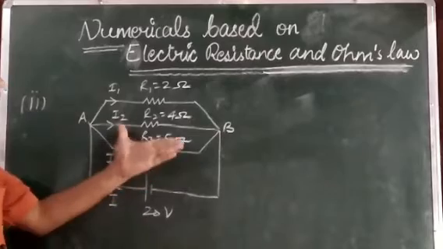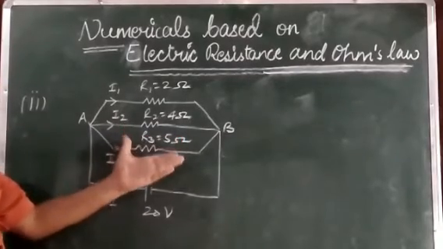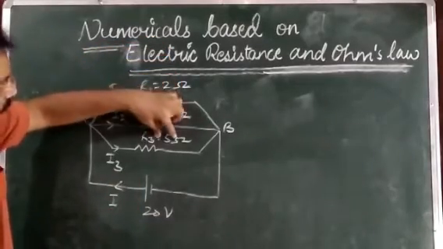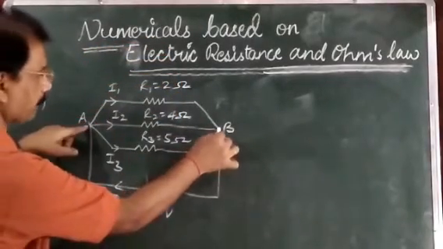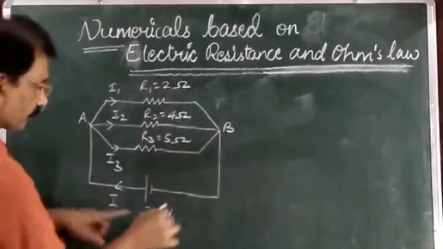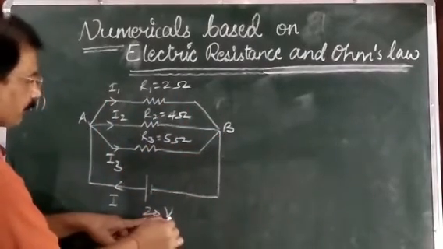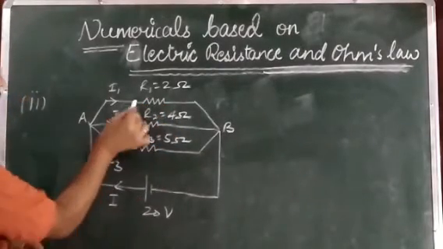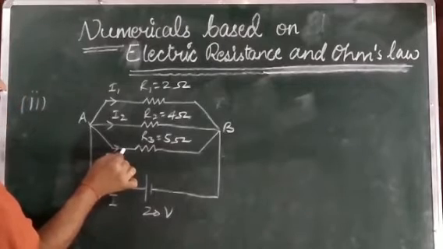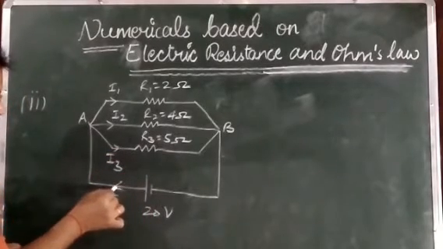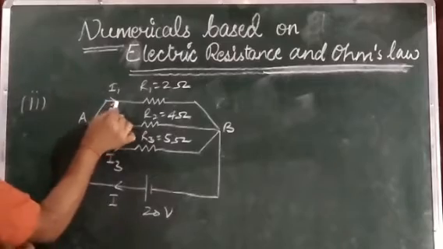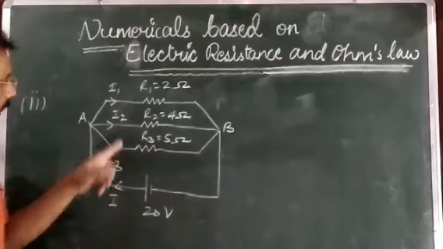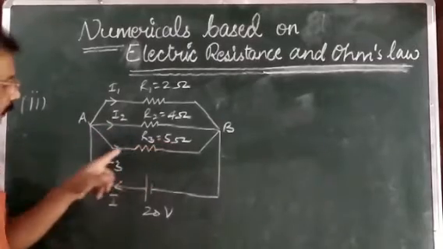This question is very easy, and I hope you have already solved it in class 10, but here I want to discuss it. Suppose three resistors 2 ohm, 4 ohm, 5 ohm are connected between A and B in parallel with a cell of 20 volt. Our aim is to find the equivalent resistance of this circuit and the current in each resistor. Suppose this cell is sending the current I, and that current I will be divided into three parts. Suppose the current in 2 ohm is I1, in 4 ohm is I2, and in 5 ohm is I3.